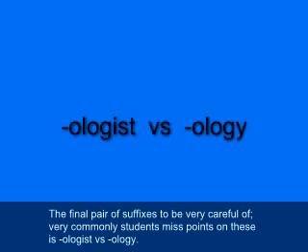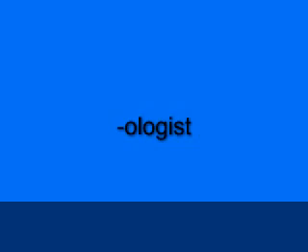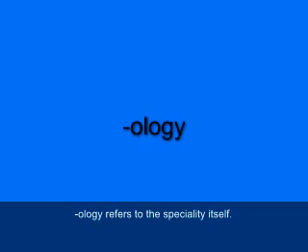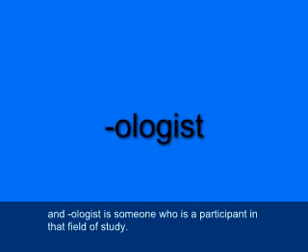The final pair of suffixes to be very careful of, very commonly students miss points on these, is ologist versus ology. Ologist, O-L-O-G-I-S-T, refers to a specialist in a field. Ology, O-L-O-G-Y, refers to the specialty itself. So ology is a specialty, a field of study. An ologist is someone who is a participant in that field of study.